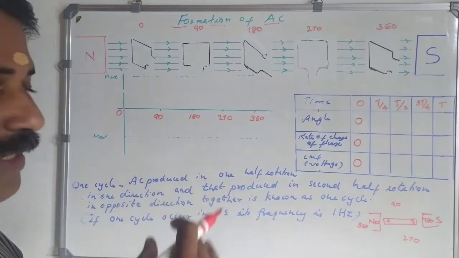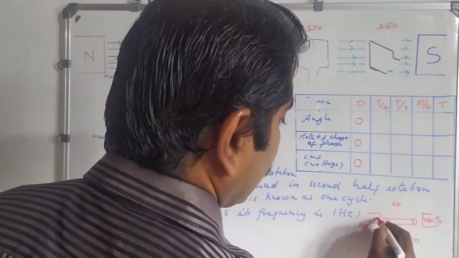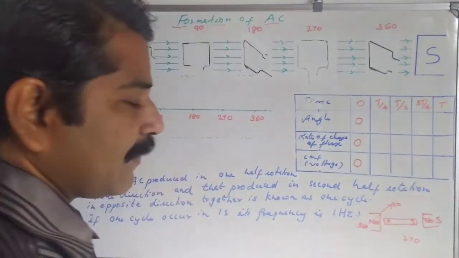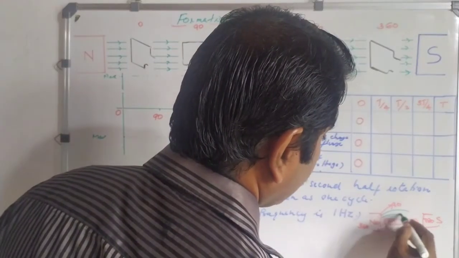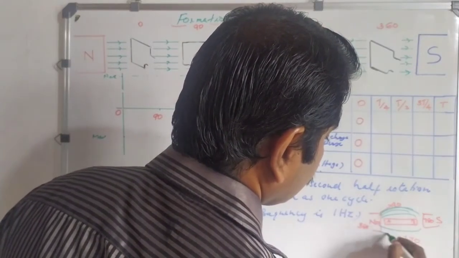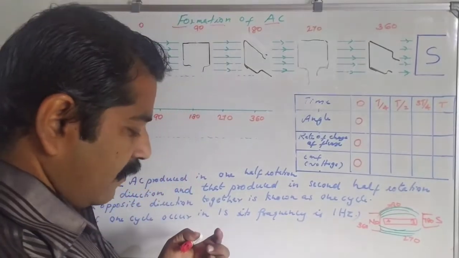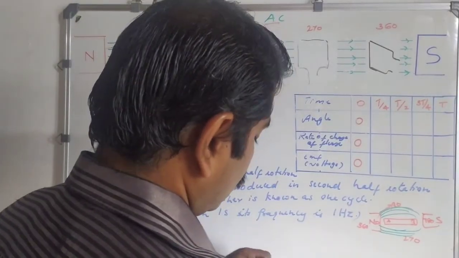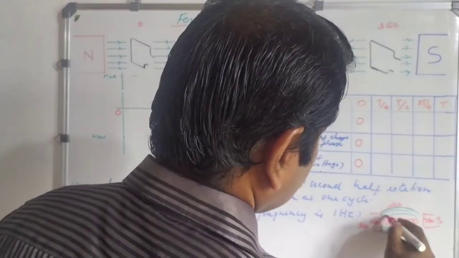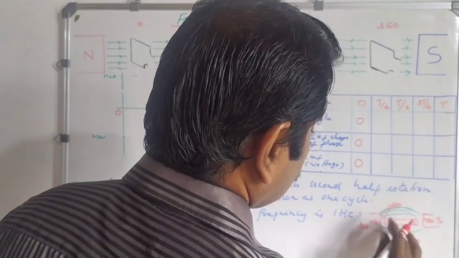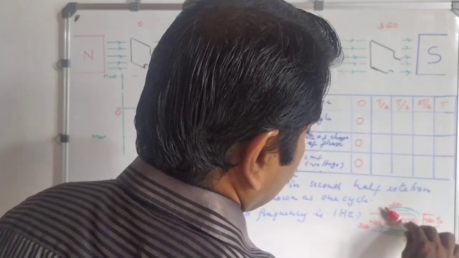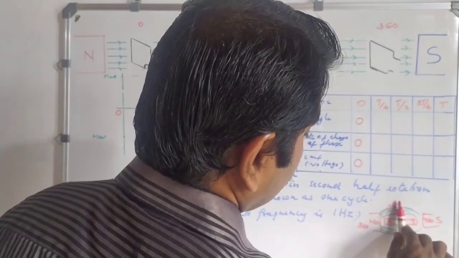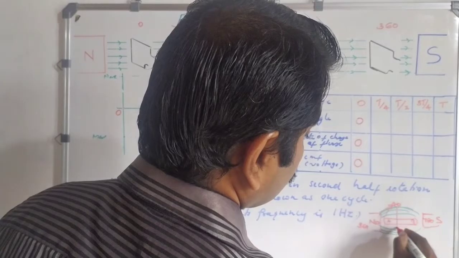Our armature starts to rotate from 0 to 90 degrees. When it moves from 0 to 90 degrees, there will be a large number of magnetic lines. When the armature starts to rotate from this position to this position, slowly the armature can break the magnetic flux, and when it reaches 90 degrees, the maximum number of flux lines will be broken.